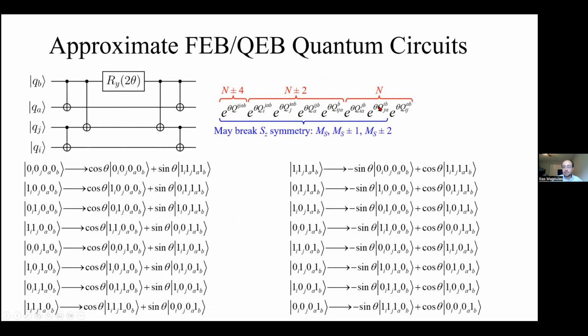Furthermore, these 7 exponentials, depending on whether you have alpha, beta spin orbitals, may break the SZ symmetry. So you have m sub s values ranging from m sub s to m sub s plus minus 1 and m sub s plus minus 2. So we see that by making approximations in this multiply controlled RY gate, you can reduce the number of CNOTs, but you're also introducing symmetry breaking. So the question is, is it possible for us to minimize the number of CNOT gates and somehow minimize the loss of accuracy and the symmetry breaking introduced by this approximation?